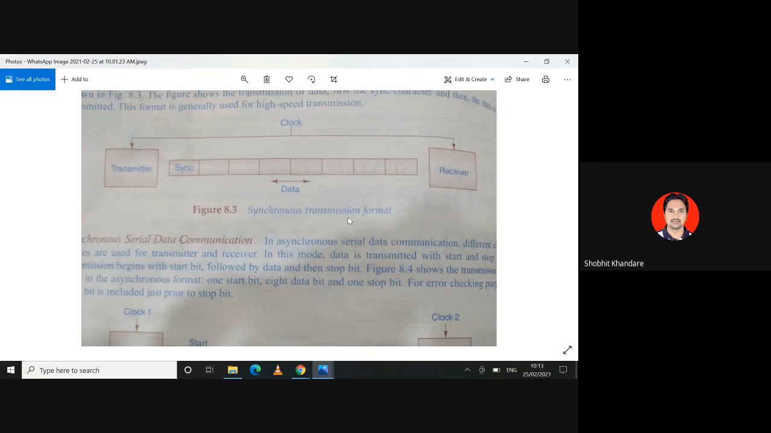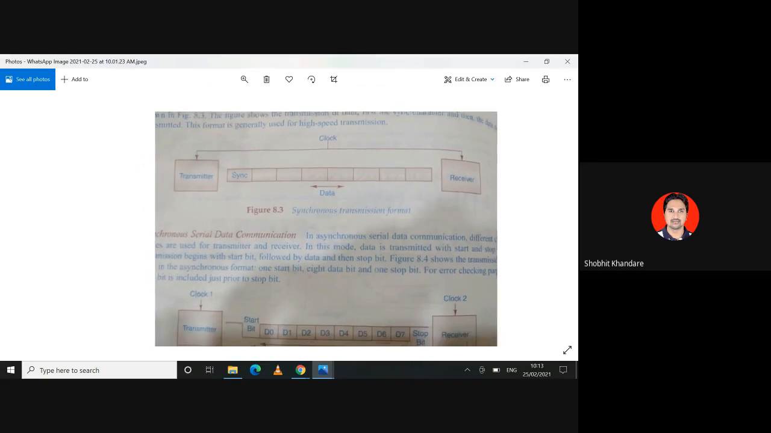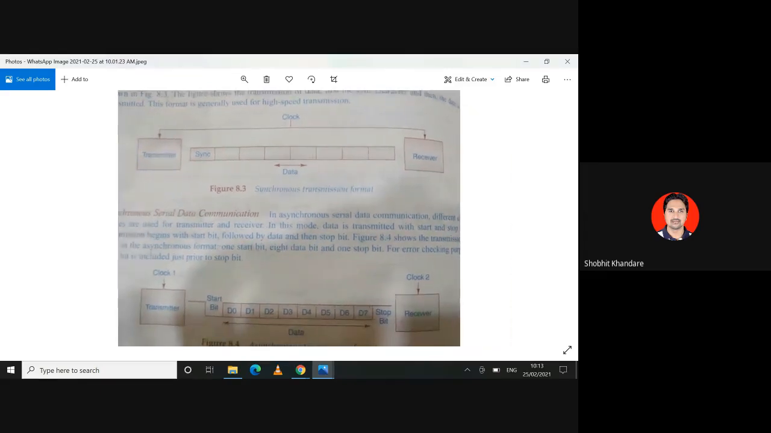Now, when it is asynchronous serial data communication, what is going to happen? See the format below. Why is it called asynchronous? Because there is no synchronization between the transmitter and the receiver. The clocks are different. Can you see clock 1 and clock 2? The clocks are different, so there is no synchronization. So how do you achieve the synchronization? The synchronization is achieved here.